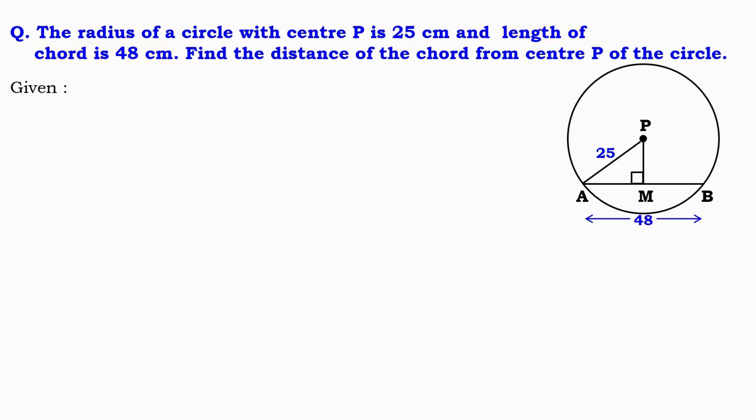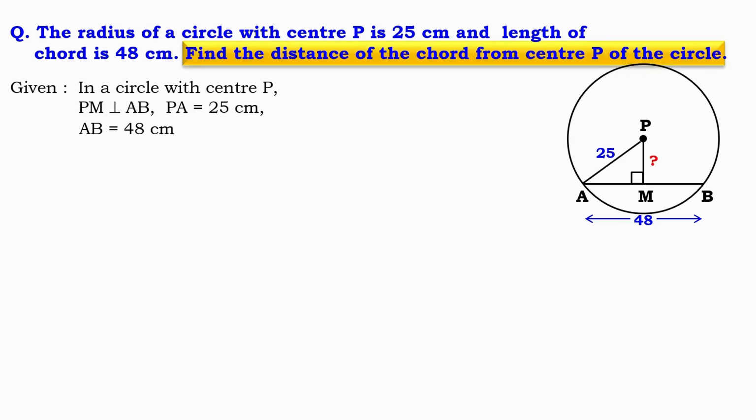Now what we need to find out is the distance of the chord from the center P, that means we need to find PM. So what is given: first we will write, in a circle with center P, PM is perpendicular to AB, and PA is equal to 25 centimeters and AB is equal to 48 centimeters. Now what we need to prove, this is not a proof. What we need to find out is PM. So we will write: to find PM equal to what?